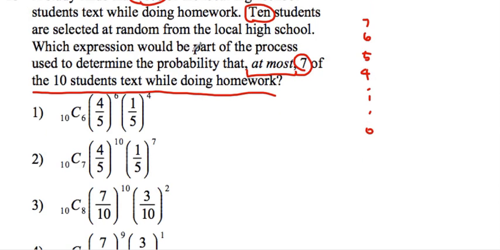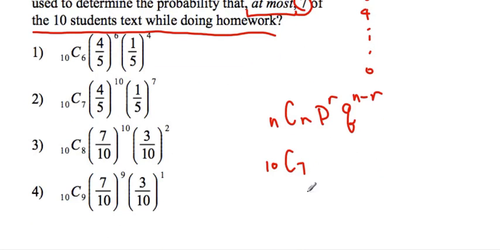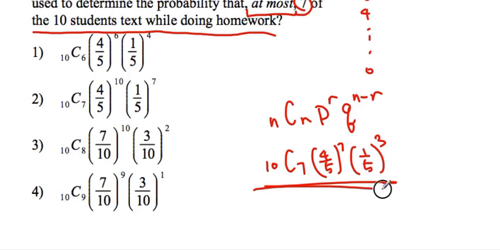Which expression would be part of the process? That means we are looking at nCr. Once again, we'll be using p to the r power, and then q to the n minus r power. If you're looking for 7, for example, it would have been 10 C 7, and then the probability of success in this case would have been 80%. 80% is 8 over 10, which is 4 over 5 to the 7th power. Q therefore becomes 1 minus this, which is 1/5. And then 10 minus 7 becomes 3. So this is one such expression.